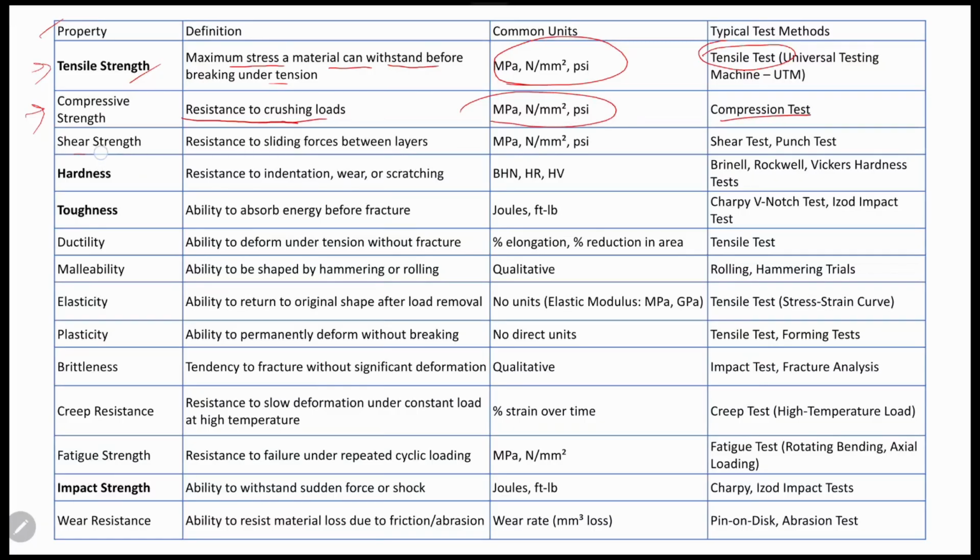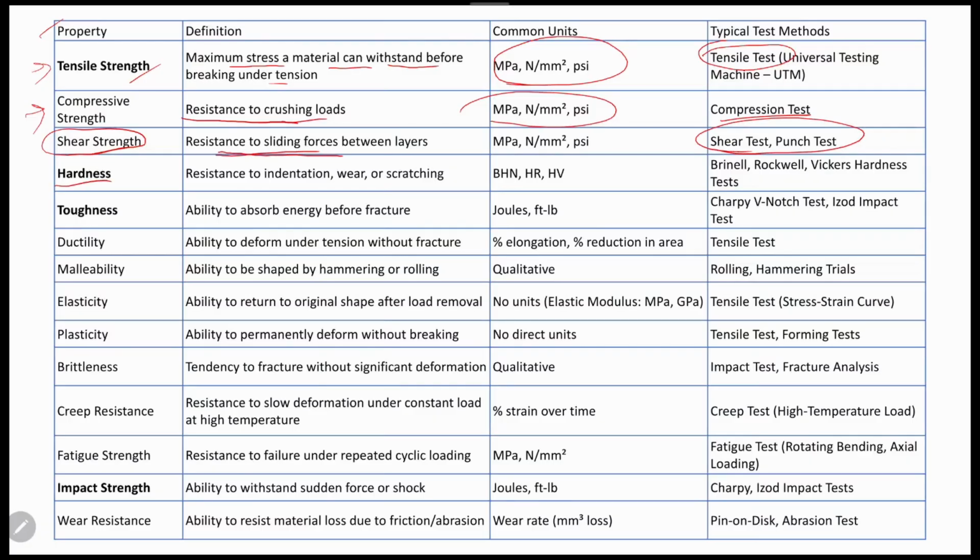The next one is shear strength. It is resistance to sliding forces between layers. This is the ability of a material or joint to resist forces acting parallel to a plane, which try to make adjacent layers slide past each other. So failure occurs along a shear plane. The best everyday example for shear strength is scissors cutting paper. The tests are the shear test and punch test.